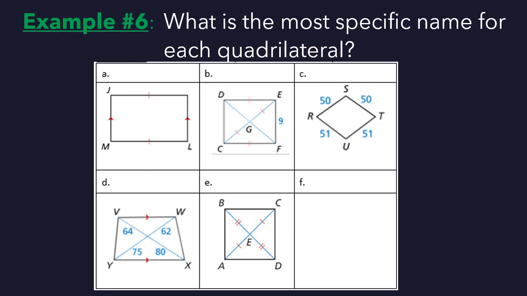All right. Last but not least, what is the most specific name for each of the following quadrilaterals? So I want you to think about all the properties we've learned, properties of rhombuses and rectangles and kites and trapezoids and parallelograms, and I want you to see what you can come up with for the following problem, and we will pick up with example 6 when you arrive in class tomorrow.